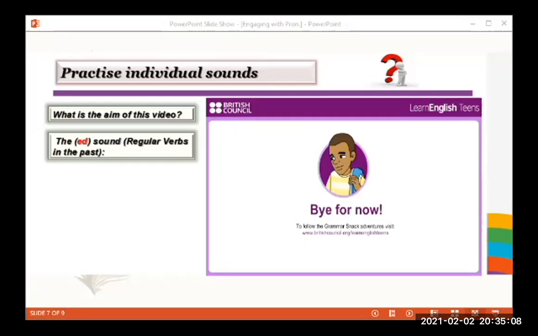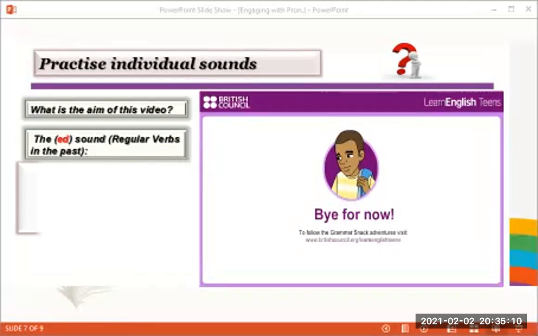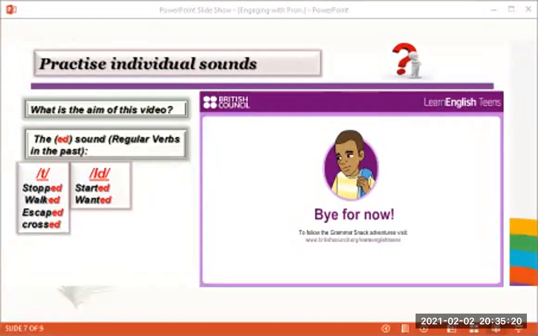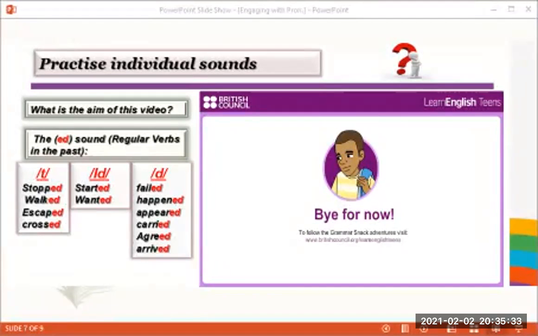The ED sound in some regular verbs in the past. We have the words with the sound t, the words with the sound ed, and the words with the sound d. We have stopped, walked, escaped, and crossed. Started, wanted, happened, carried, agreed, arrived. These words are in the video.